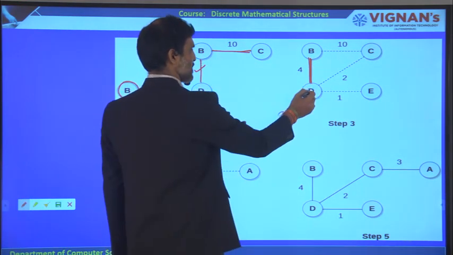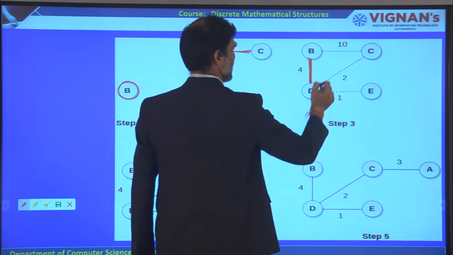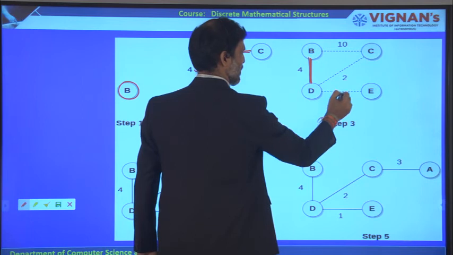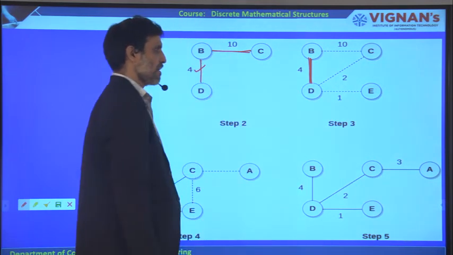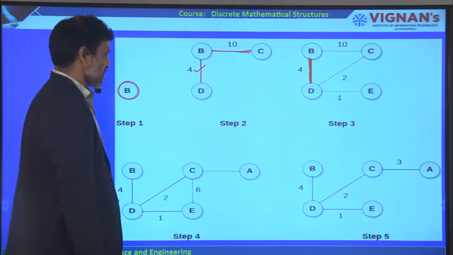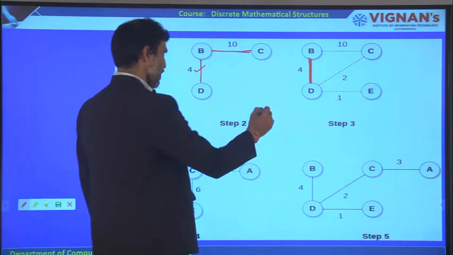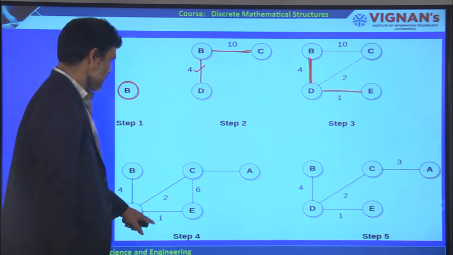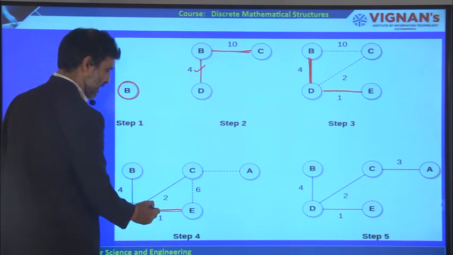Now what are the adjacents of D? For D, C and E are the adjacents, but we are not going to take this one, we are going to take 1. Okay. So what will happen here? Now we are going with E. So here it is E. That's why it becomes a dotted line here.